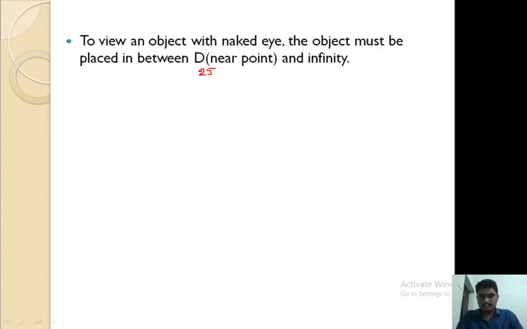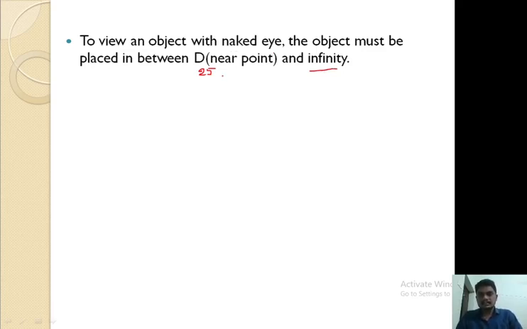If the object is positioned at less than this distance, we cannot see it clearly, so we need some optical devices to see it clearly. But with the naked eye, when the object is placed between infinity and 25 centimeter, we can see it clearly and distinctly.